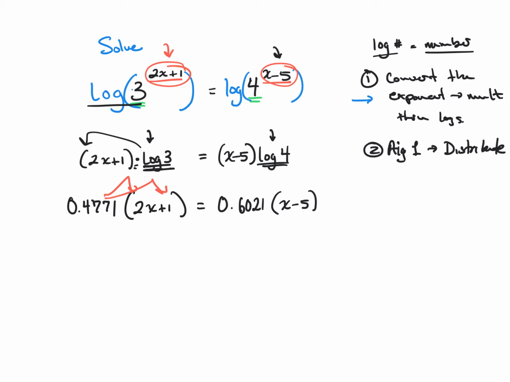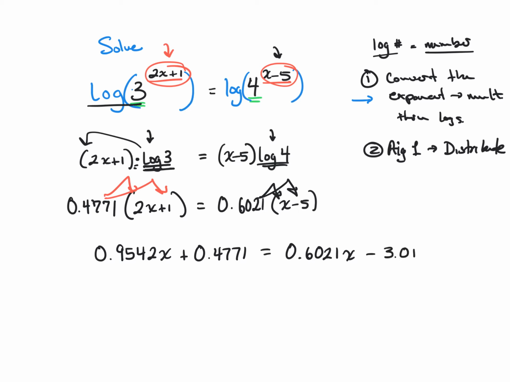So estimating here, and usually you really don't want to do this, but we are: 0.9542x plus 0.4771 is equal to 0.6021x, when we distribute. And then I distribute again, so 0.6021 times 5, and you get minus 3.0105.